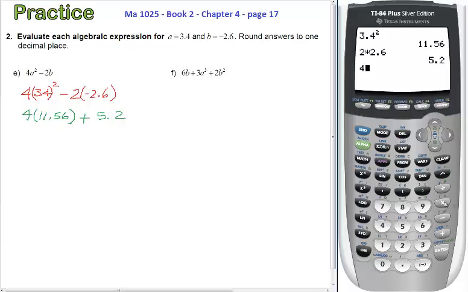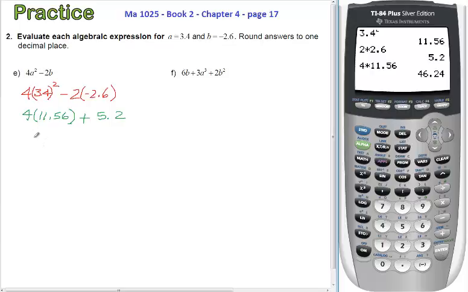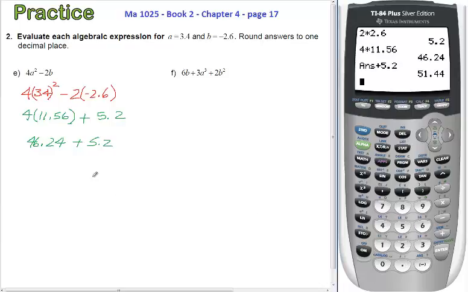So now we're going to do 4 times 11.56 on the handy dandy calculator, and we get 46.24. We're going to add to that 5.2. So we go over and add to that 5.2, and our answer is 51.44. Okay, so there's the answer to the first one.